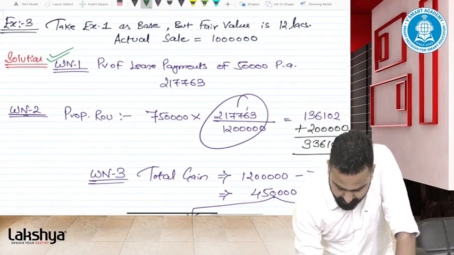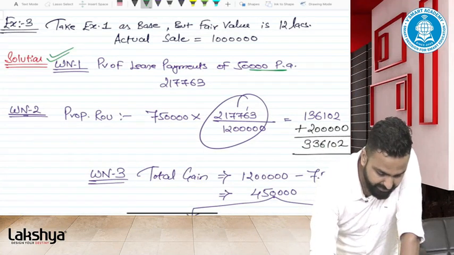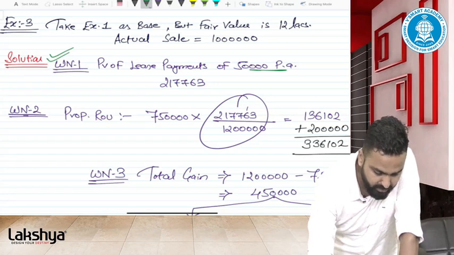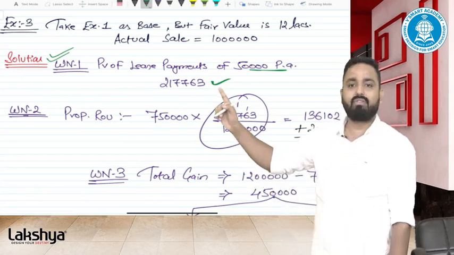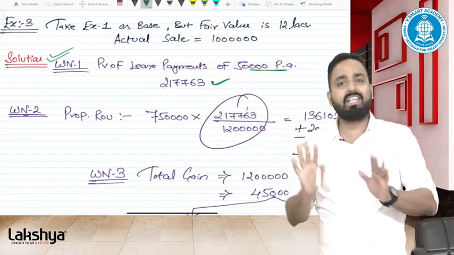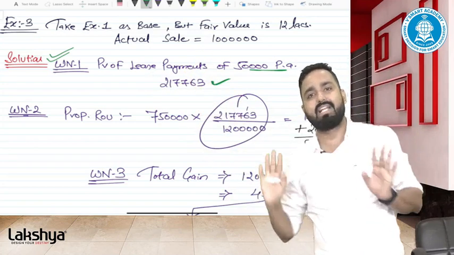First of all, working note number 1, the present value of lease payment of 50,000 per annum. So, 50,000 divided by 1.1, for years 1, 2, 3, 4, 5, 6, the annuity total is 217,763. So, this is the present value of lease payment. It doesn't include any additional finance. This is not a case of additional finance.